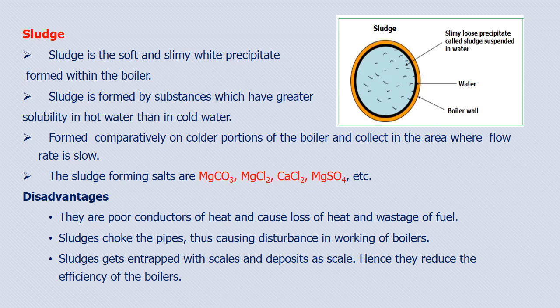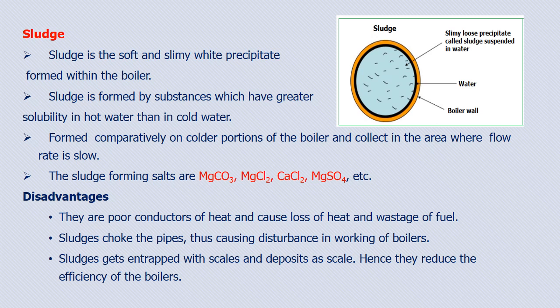As we continuously evaporate the water, the concentration of the salt in the water starts increasing. As time goes on, the salt concentration crosses its saturation level at the given temperature. Once it crosses its saturation level, the salt is thrown out as a precipitate inside the boiler water, and it starts floating in the water. These are generally found on the colder portions of the boilers, and where the flow rate is lower, they slowly start collecting at that part.